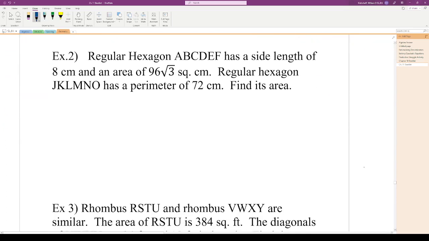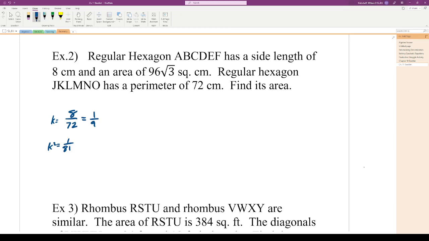All right, so a few examples to wrap up. We've got a regular hexagon with a side length of 8 and an area of that. The regular hexagon has a perimeter of that. Find its area. So rather than dealing with all that formula for regular polygons, finding apothem and all that, all we need to do is say that 8 to 72 is basically what K is, right? That's our scale factor. So our scale factor is 1 to 9. So our area ratio is the square of that. K squared is 1 to 81.